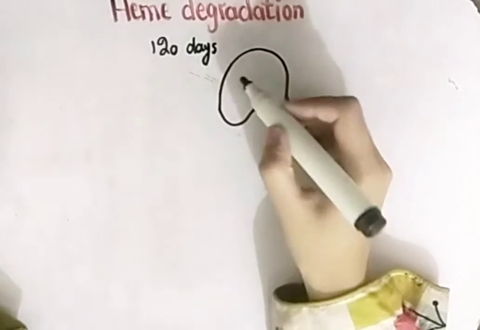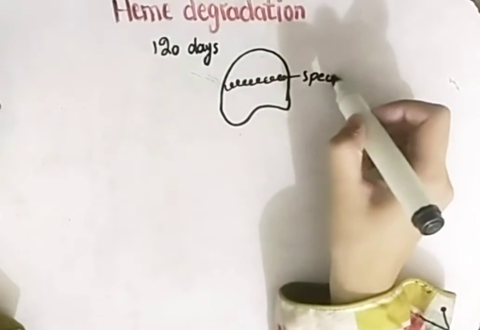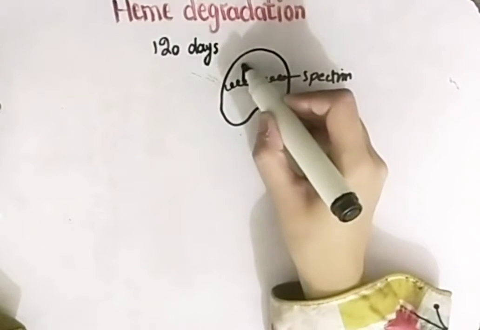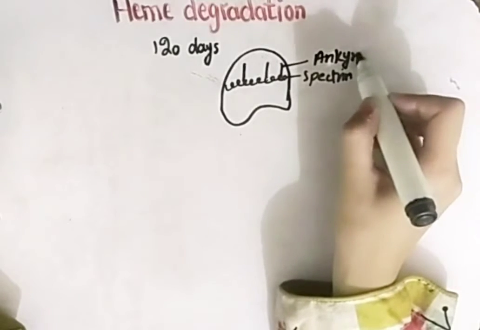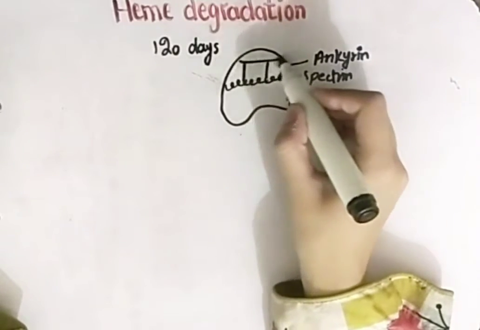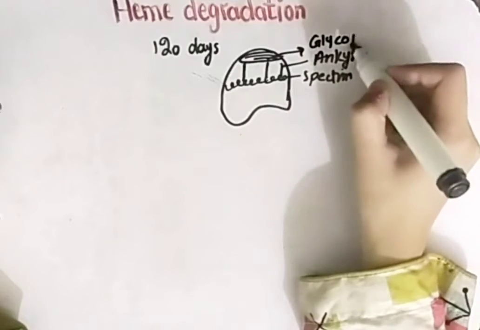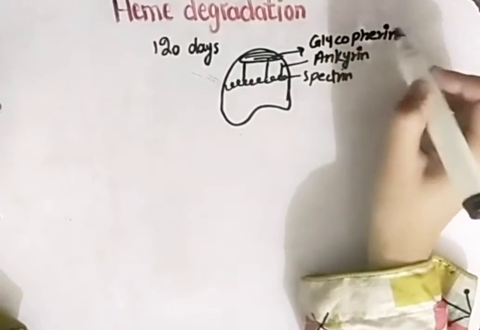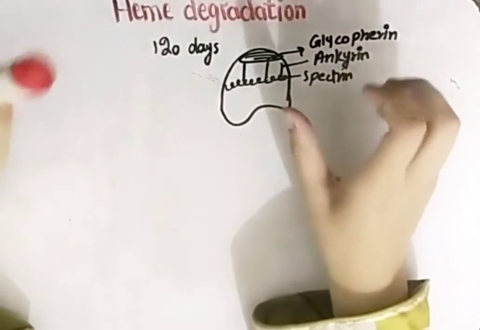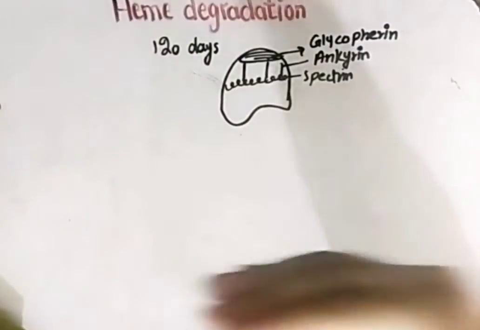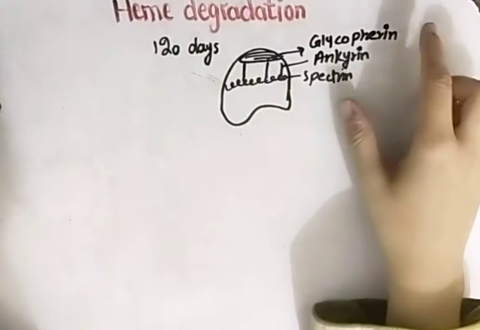membrane of RBCs. These proteins are, firstly, a protein termed spectrin. Then there is a protein termed, suppose these are ankyrins. And then there is a protein called glycophorin, or you may call it band 3 proteins. So these three proteins make the cell membrane of RBCs flexible, so that whenever the RBC passes through the capillaries, it can squeeze and easily cross the capillary. This is the function of these proteins.